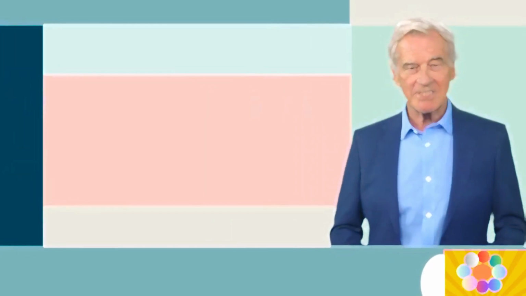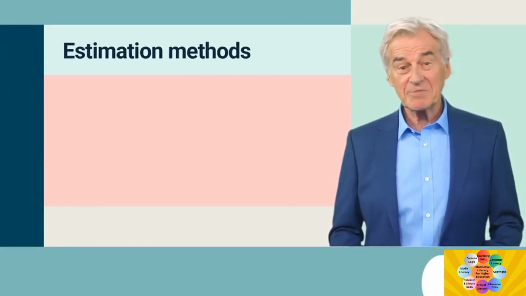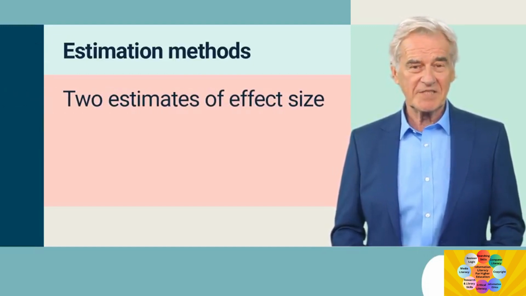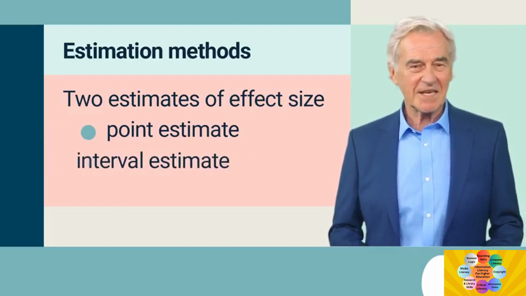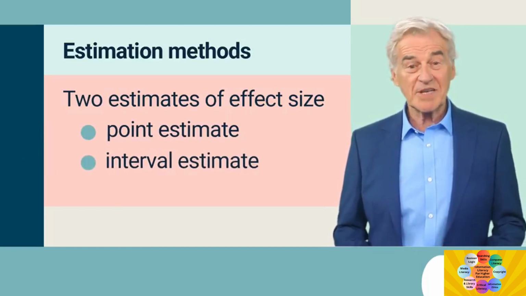Rather than focusing on the hypothesis that an effect size is equal to 0, as the null hypothesis does, estimation methods use statistical procedures to combine two estimates of the effect size. One is an exact point estimate, and the second is an interval that includes a range of values that likely contains the population value of the effect size.